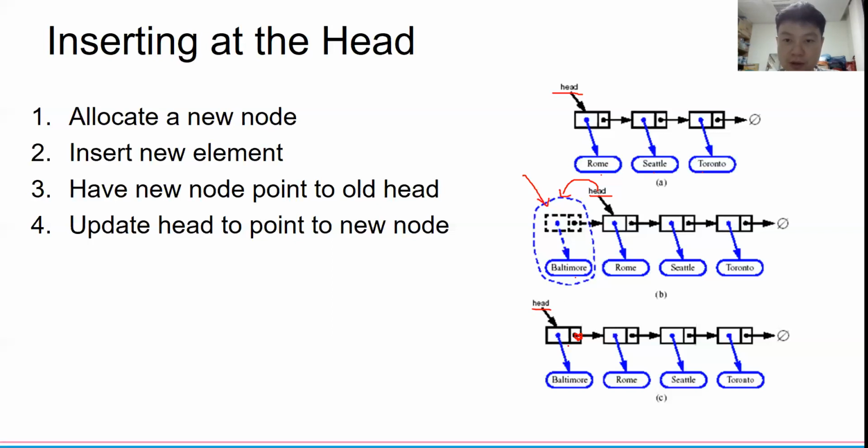So we can see that the head is now Baltimore, then the next is Rome, then the next is Seattle, then the next is Toronto, and then it finishes. This kind of sequence is common when you want to plan a travel or a trip.